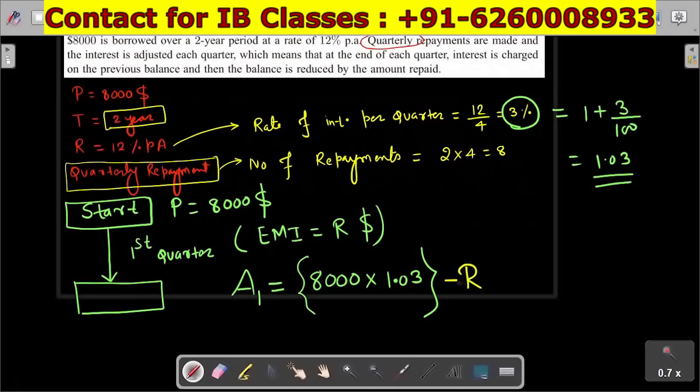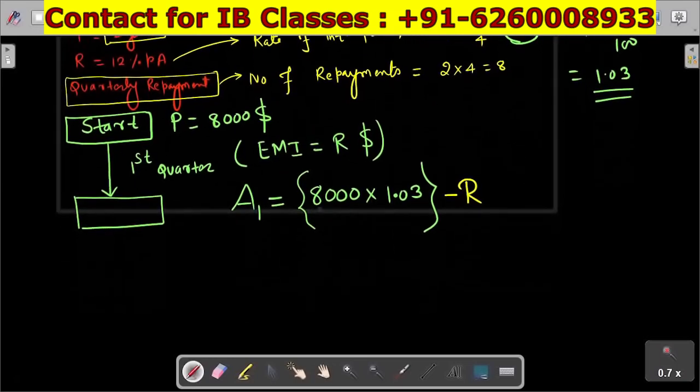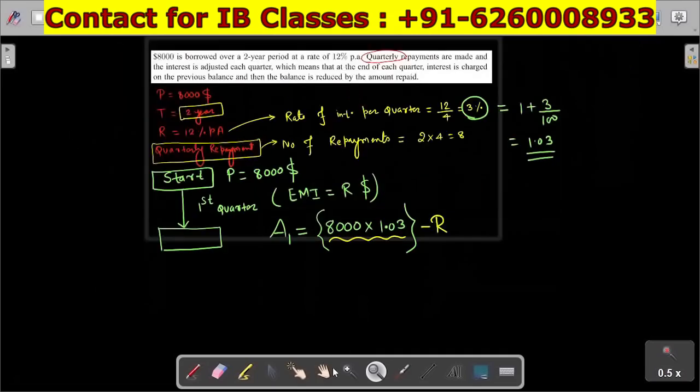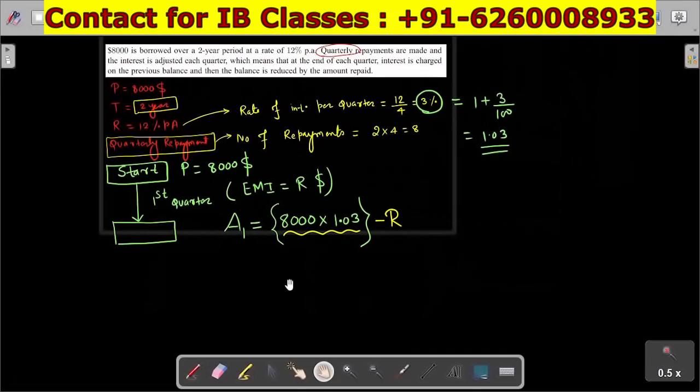I hope you are getting this. This is very important, you have to understand. This 8,000 into 1.03 is the total loan that includes my principal as well as my interest. So this will be 8,000 into 1.03. The rate is 3%, that's a factor value 1.03. If you multiply with this, you will get the total loan amount that includes your principal as well as your interest.